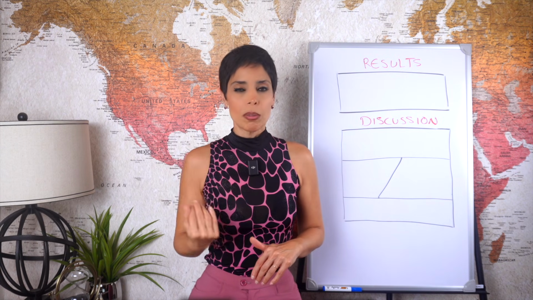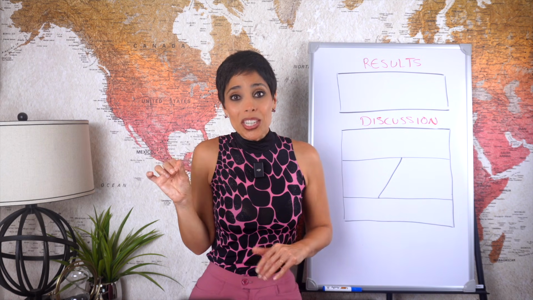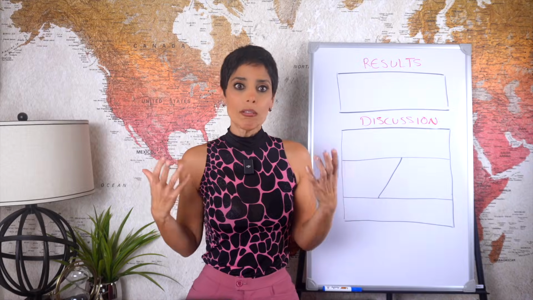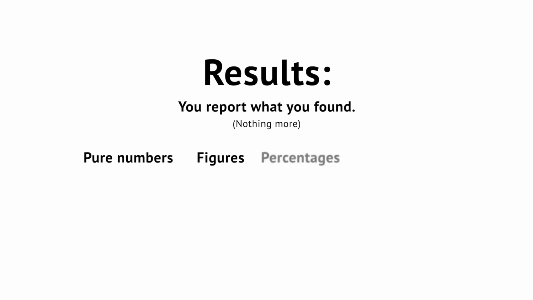One of the most common mistakes I see, especially among juniors, is confusion between results and discussion. The logic of the results section is actually very simple. You report what you found. Nothing more. Pure numbers, figures, percentages, fold changes. No interpretation, no explanation, no justification is needed here.